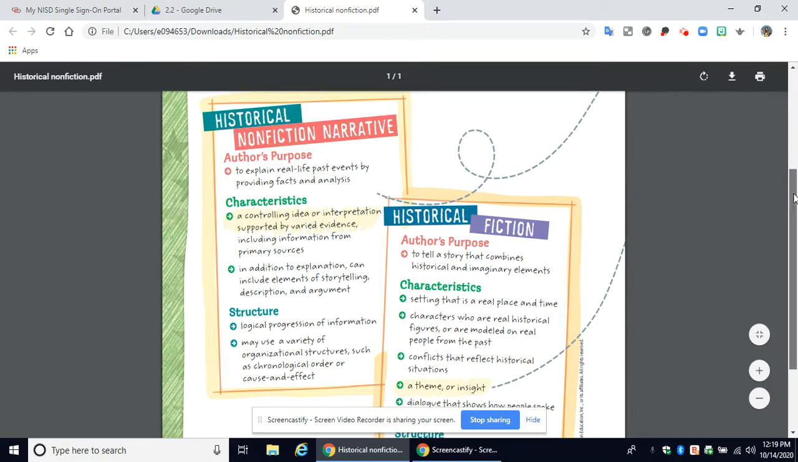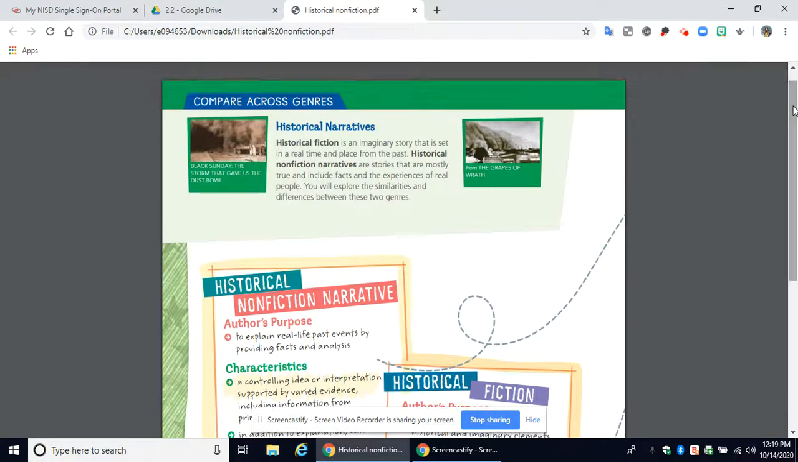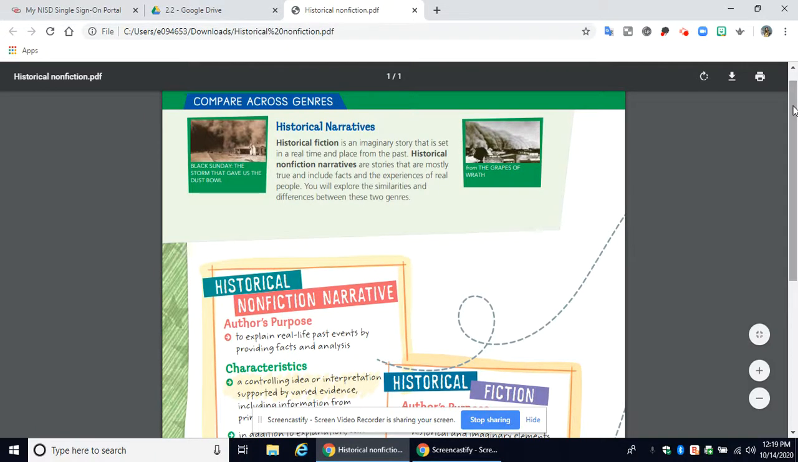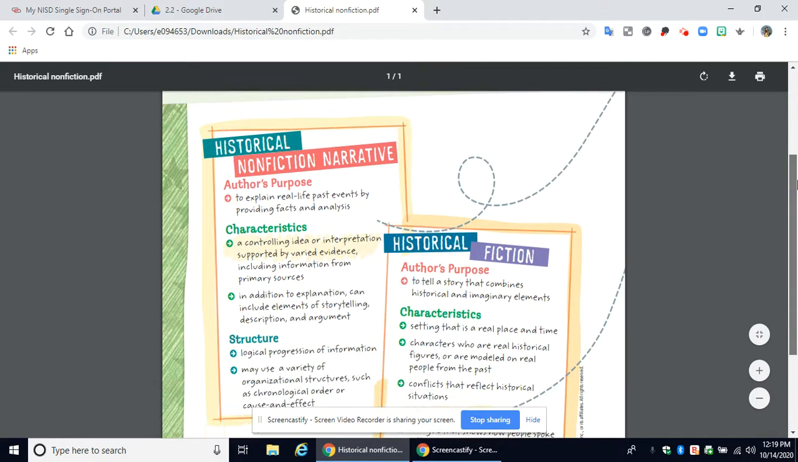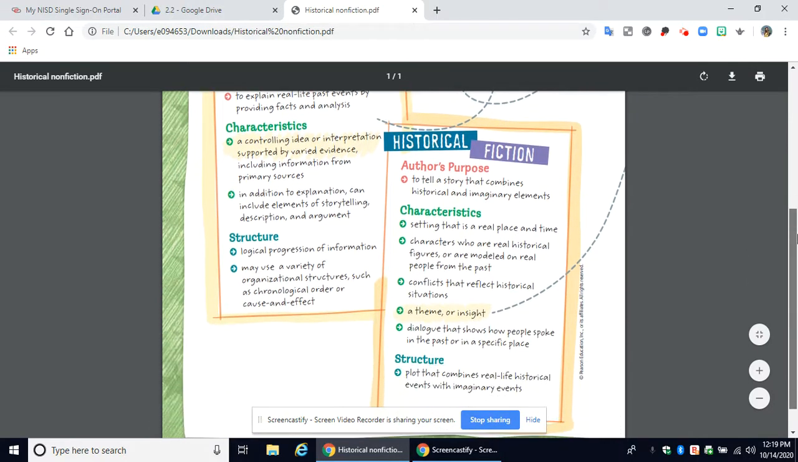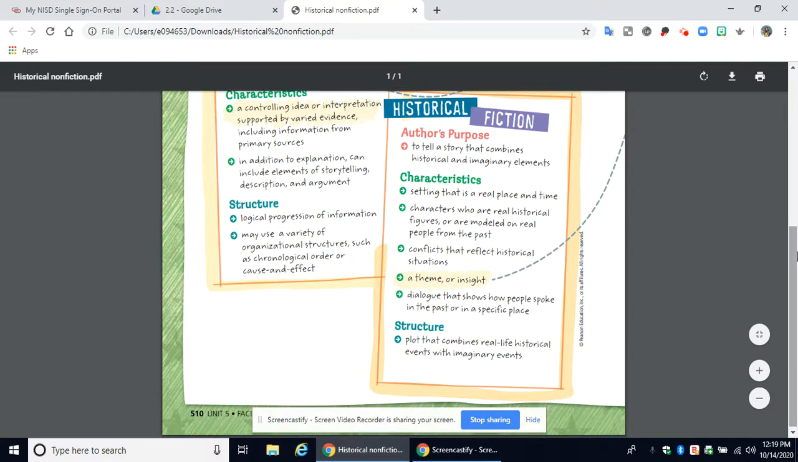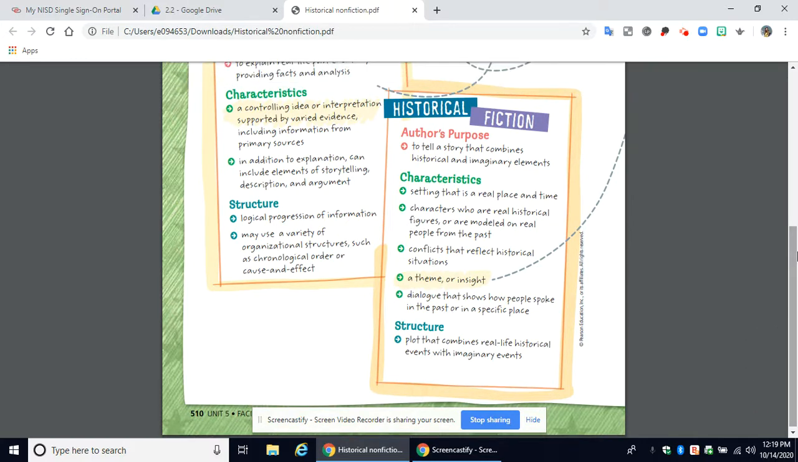So for historical fiction, I'm just going to scroll back up. And historical fiction is an imaginary story that is set in a real place from the past. Just going to scroll back down. And the author's purpose for historical fiction is to tell a story that combines historical and imaginary elements.